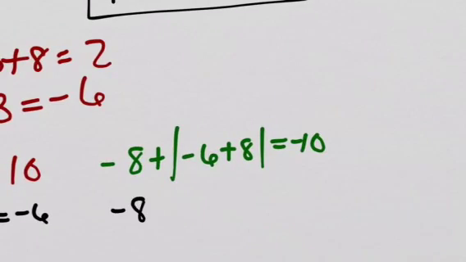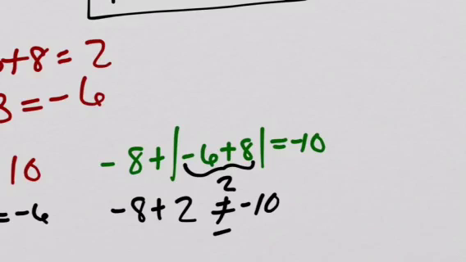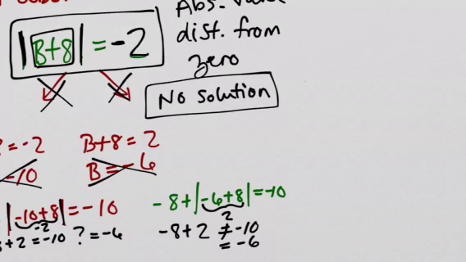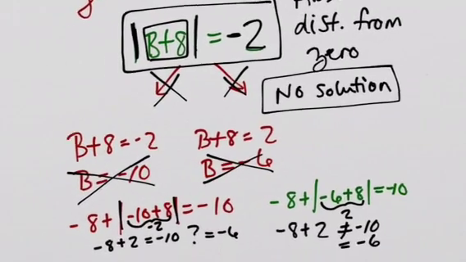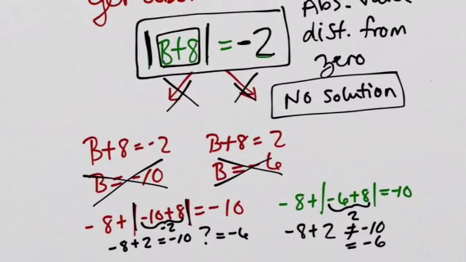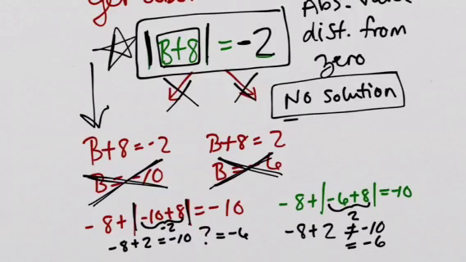I get -8 plus, and this right here is equal to 2. And again, when I do -8 plus 2, it does not equal -10. It actually equals -6. So when I look back at my answers, b equals -6 does not work. So you're going to find out, even if you don't stop up here at this step because you forgot the rule, that if you continue down, neither one of your answers is going to actually work. So no solution is our answer for this one.